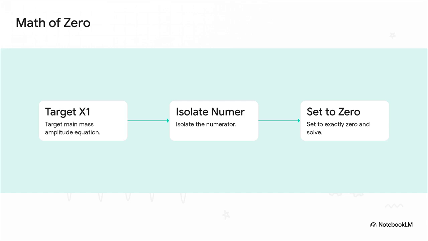But here is a beautiful mathematical shortcut. To make any fraction equal exactly zero, you literally only have to look at the numerator. The denominator doesn't matter. So to physically stop the main machine from moving, we just take the numerator of the X1 equation, which is K2 minus M2 times omega squared, and we force it to vanish. We set that exact, simple expression equal to zero, completely bypassing the rest of the messy equation.